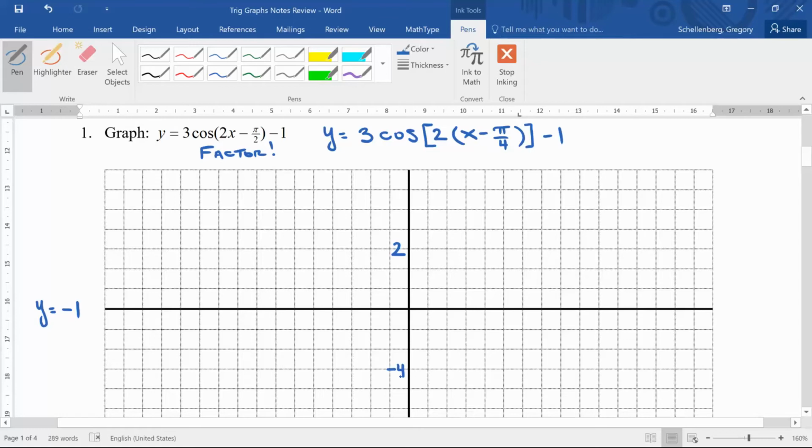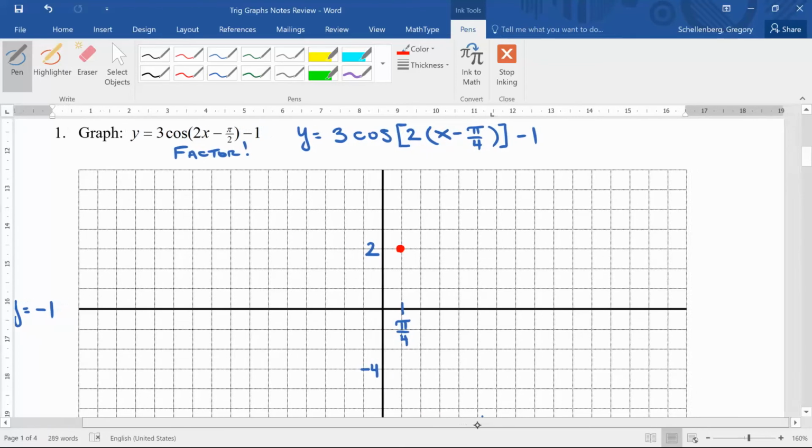Okay. The next piece to this is we want to graph our starting point. We have a phase shift of pi over 4 to the right. So let's just label this as being pi over 4. And this is a positive cosine function. Positive cosine function, we are going to start at a max point. Okay, so we have that.